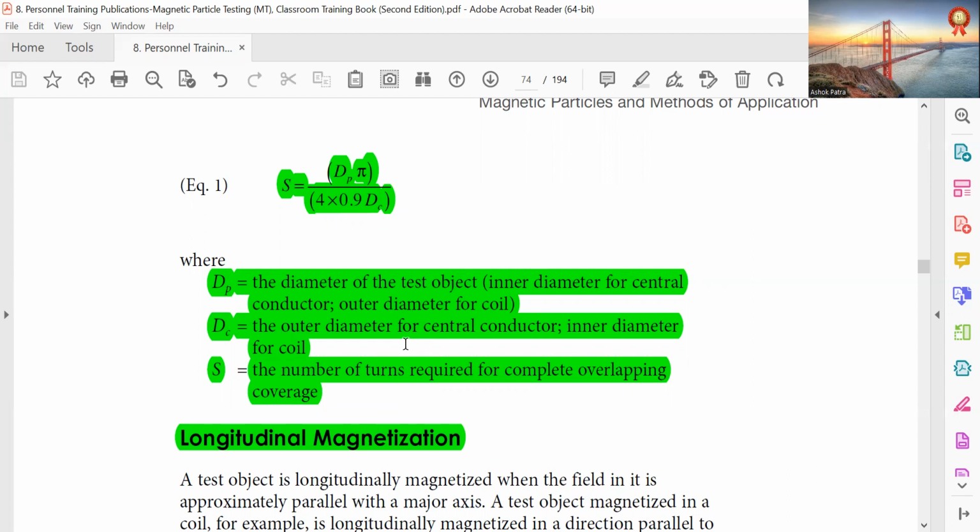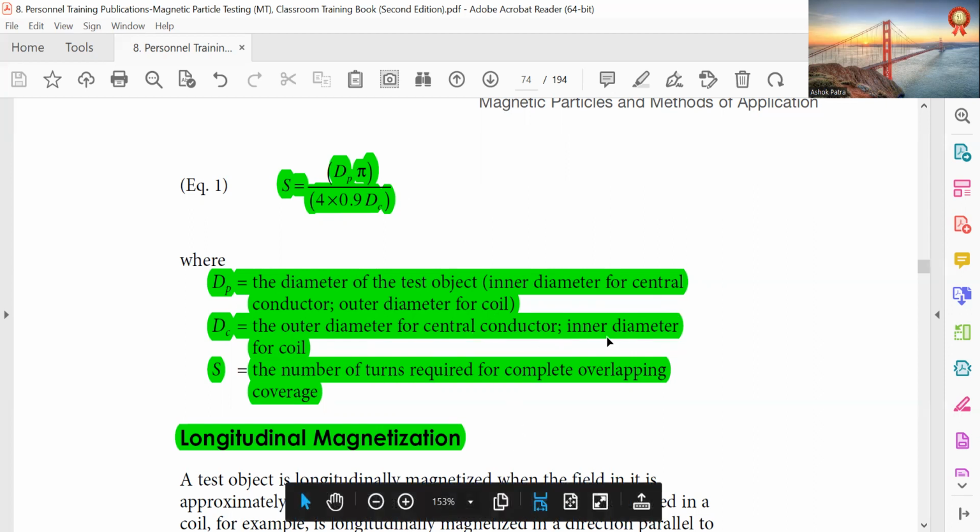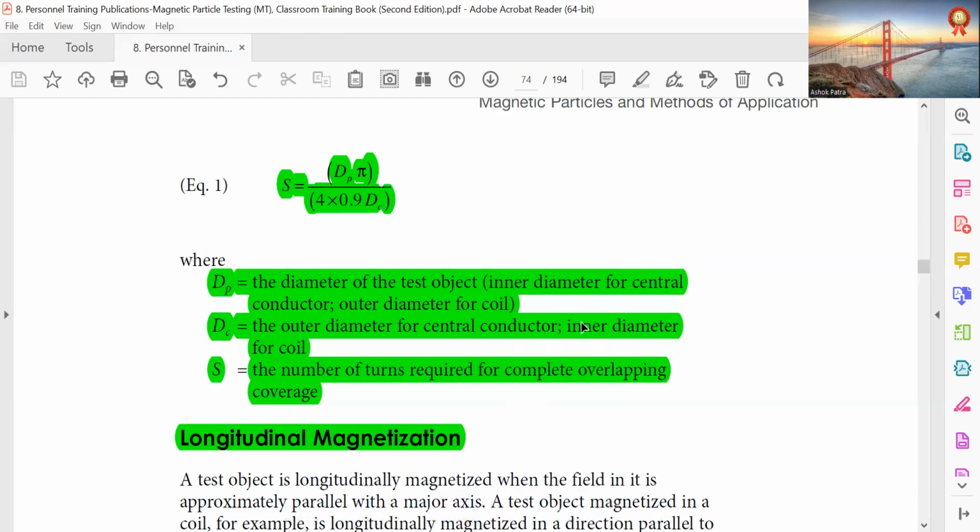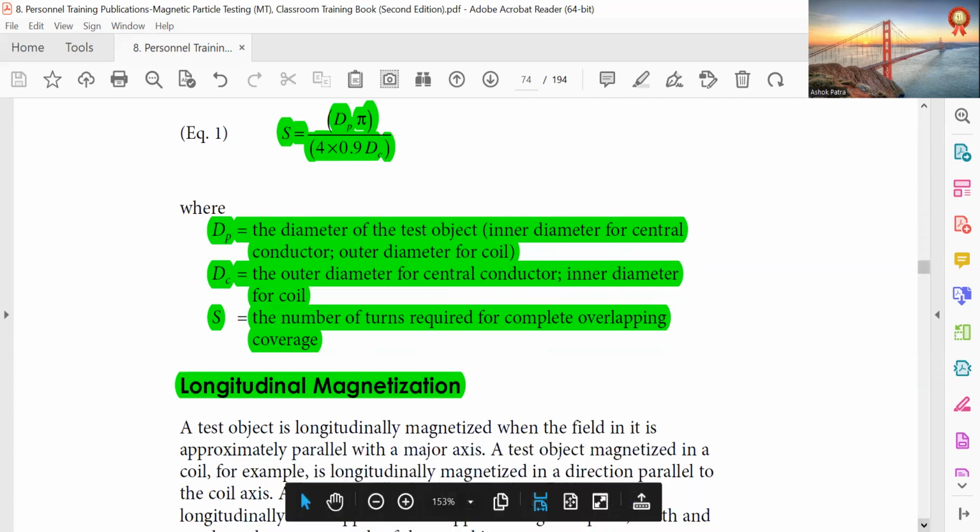If you are talking about a central conductor, there is only one diameter. Why they are using it, I don't know. For a coil, there are different diameters. It is slightly higher and it is smaller, because this is the inner diameter of the coil. For a central conductor, it is the same. If it is not a tube type thing, there is nothing, only the central conductor.